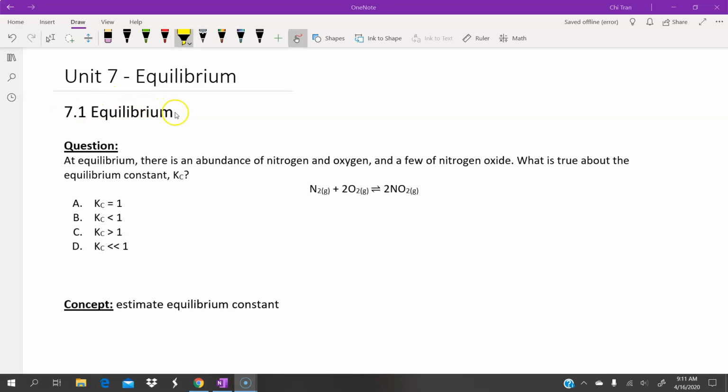This video is about equilibrium. So the keyword in the question is there's an abundance of nitrogen and oxygen and a few of nitrogen oxide. And what is true about the equilibrium constant Kc? The concept of this question is how to estimate equilibrium constant.